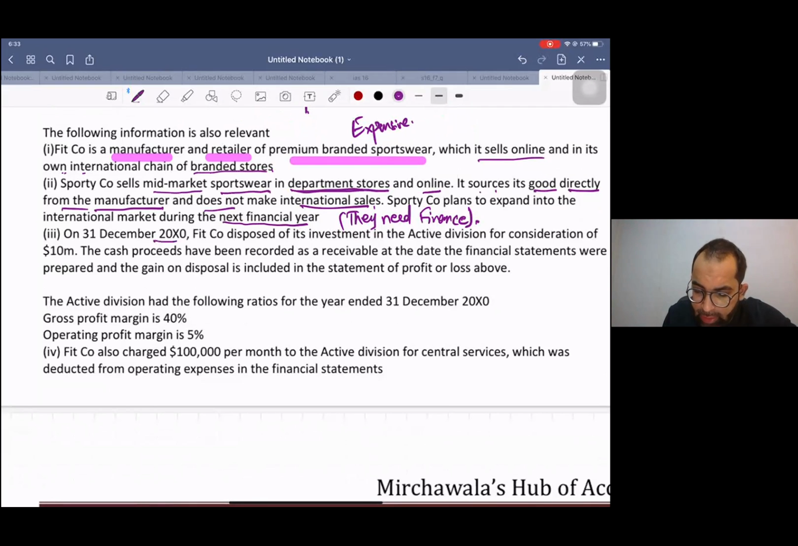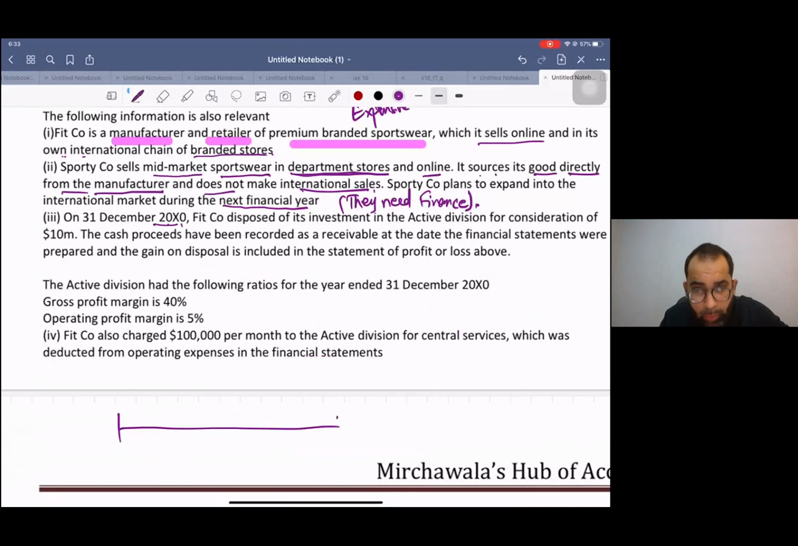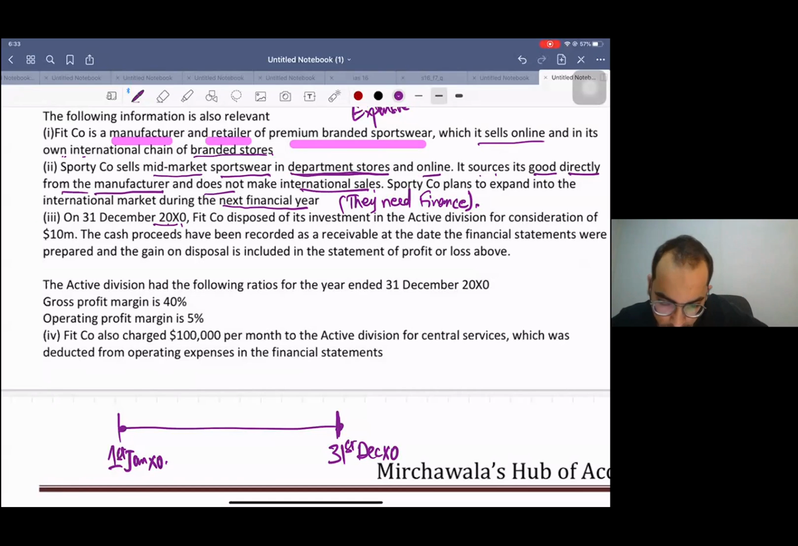Now, on 31st December x0, that's the last day. Wait, your accounting period is in the question. Look at the screen. The accounting period in the question is 1st January x0 to 31st December x0. Now, on 31st December x0, that's the last day, Fit company disposed of its investment. Very scoring point, the heart of this question. Fit company disposed of its investment in the active division. That means they sold their running division active for consideration of $10 million. The cash proceeds have been recorded as a receivable at the date the financial statements were prepared.